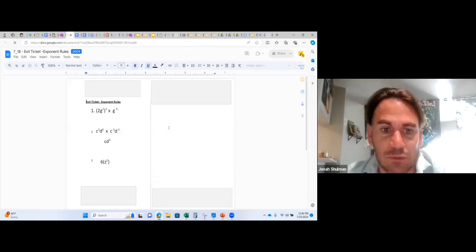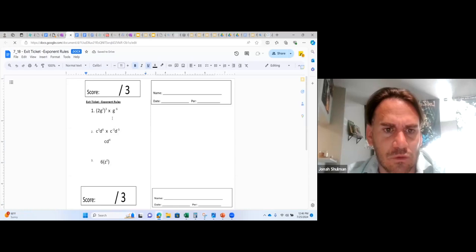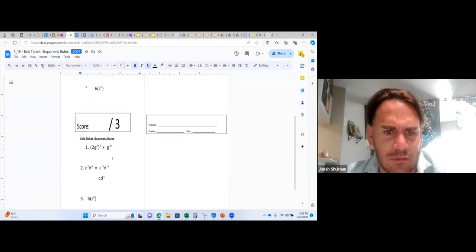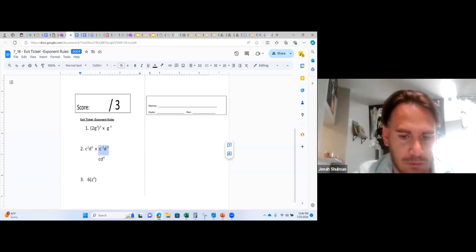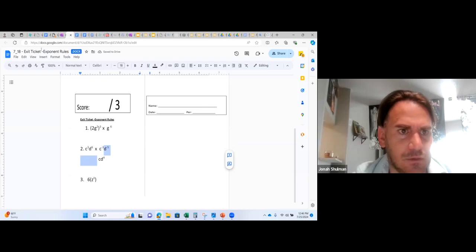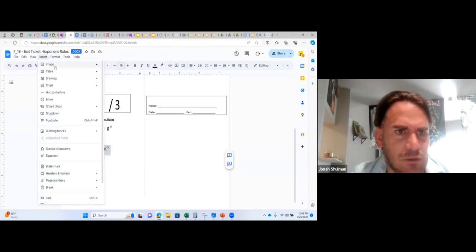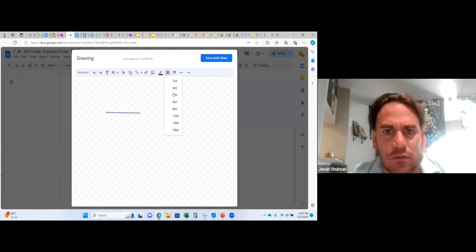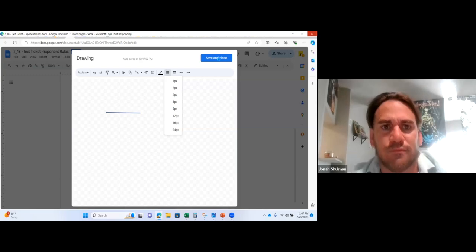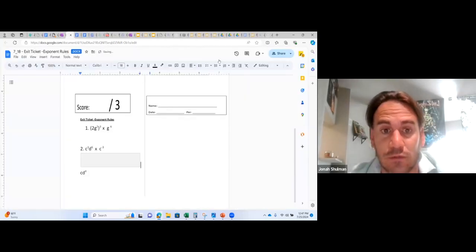So here's another pretty standard one. Exponent rules. This one should have been division. I might as well change that right now. Oh, well, we just need a line here. So let's just insert a drawing. Might as well just put a line in here. Let's make it a little bit thicker. It doesn't want to get thicker. Oh, I'm pushing the computer too hard.